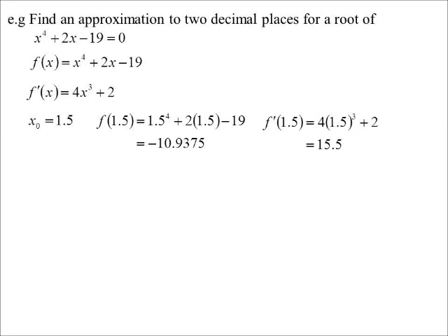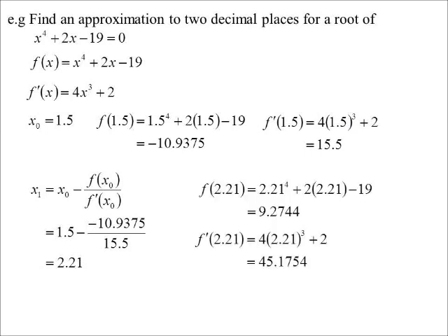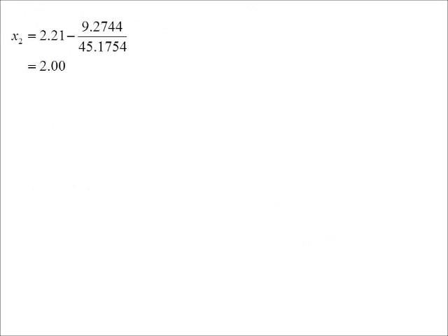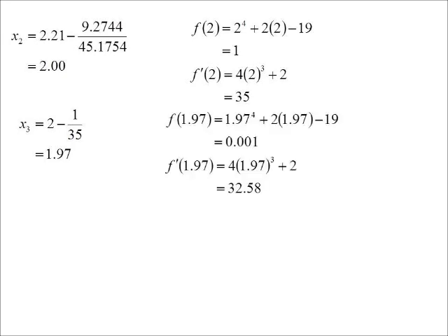So function 1.5 is negative 10.9375. There's our derivative. Sub it in. Oh, 2.21. All right. Let's do it again. There's function 2.21. There's the derivative. Sub it in. I get 2. Maybe I should have started with 2. Function 2. Derivative. That's why I didn't start with 2, because I knew it would get me to the answer straight away, and I didn't want to do that. I wanted to do it a couple of times. So 1.97. Mind you, remember, we don't know that's the answer yet. So sub it in again. Oh, 1.97. So obviously I'm going to keep getting 1.97. So that must be my approximation.